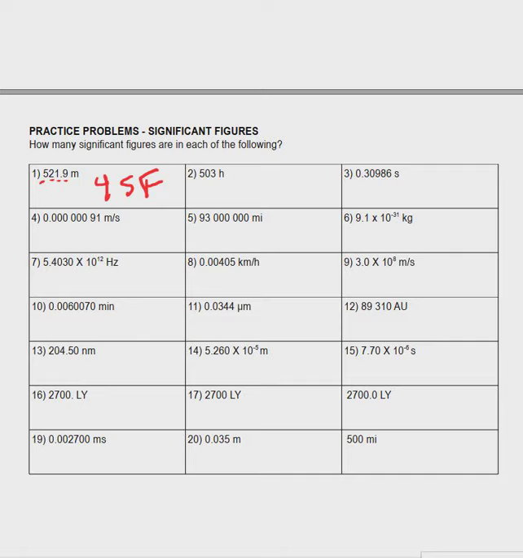For 16, 2700, we start counting at the first non-zero digit. We end at the last non-zero digit. There is a decimal place, so we count the other 2. There's 4 sig figs. For 17, we start counting at the first non-zero digit. We end at the last non-zero digit. There is no decimal point, so there's 2 sig figs.